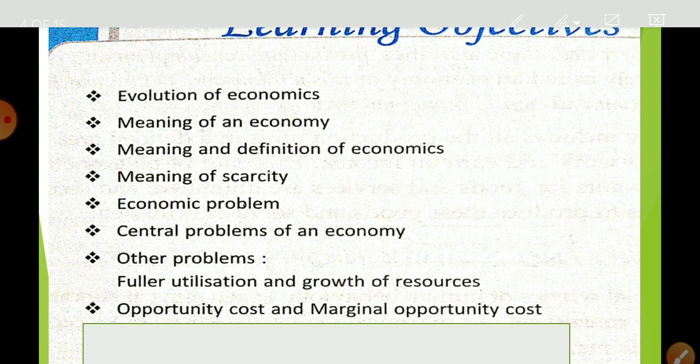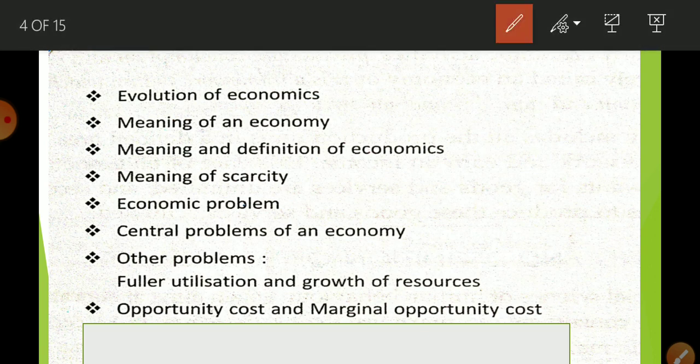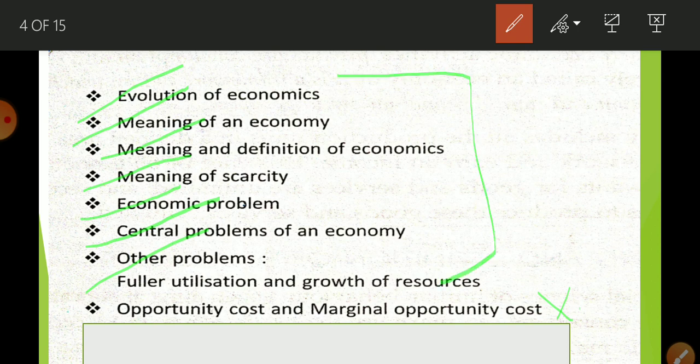So what are the learning objectives of this chapter? That is, what is the content of this chapter? Evolution of economics, meaning of economics, economy, meaning and definition of economics, meaning of scarcity, economic problem, central problem of economy, other problems, fuller utilization. When you open your book, you will find opportunity cost, marginal opportunity cost, and production possibility curve, but these are not in your syllabus. So remember, just this much you are going to learn this year.